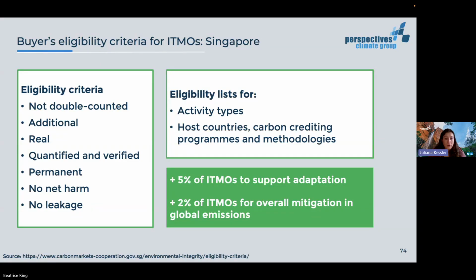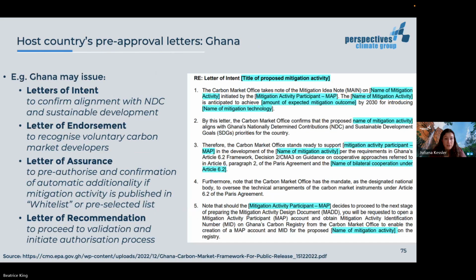And then moving on, there was also a question on this in the chat. What are these different letters that host countries might have? Ghana has a very elaborate carbon market framework and has also shared different templates for pre-approval letters. There is a letter of intent to confirm alignment with the NDC and sustainable development. There is also an excerpt of this so that you can look at it in detail.